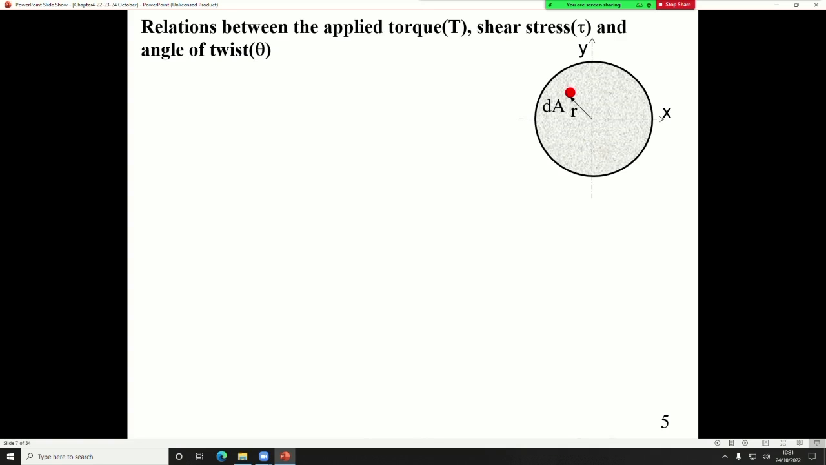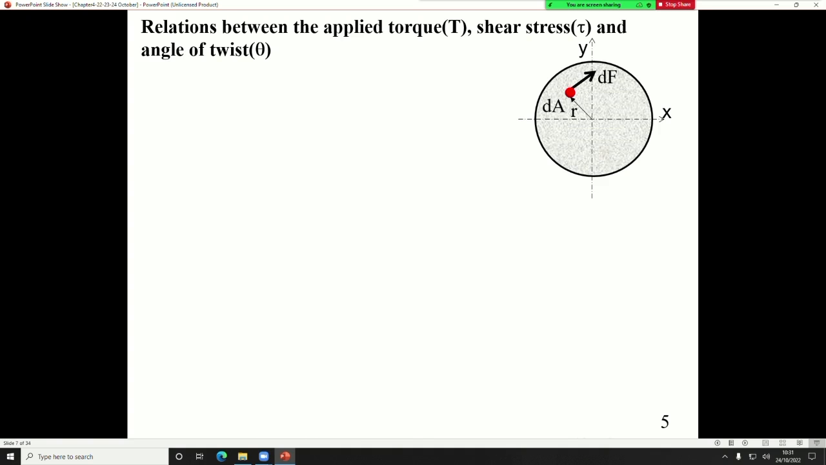So this structure is subject to torsion, and we're looking at the cross section. I showed you that at any point on this section, we have a shear stress because of the torque. Say we're looking at a small element with the area of dA, which is located at the distance of r from the center. Say that red circle is a metal fiber. We assume the section is made of so many metal fibers stuck together. So if this section is subject to shear stress, it means this tiny element is subject to a shear force, such as dF.